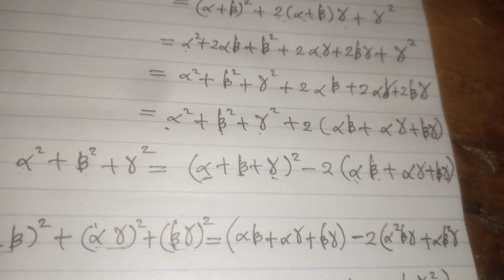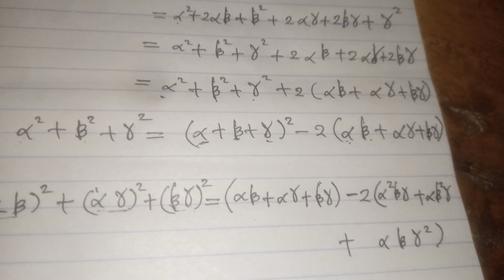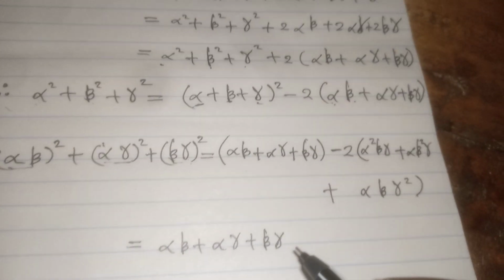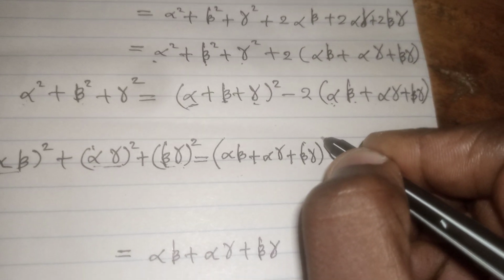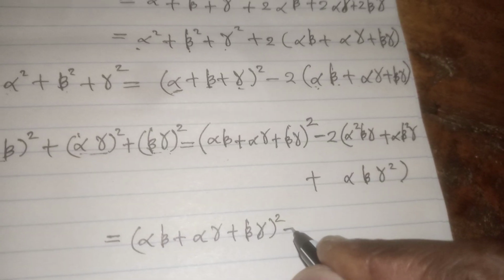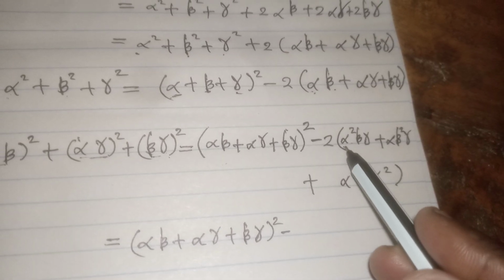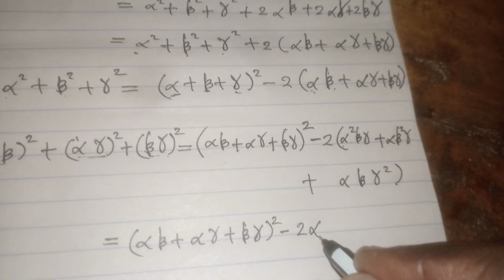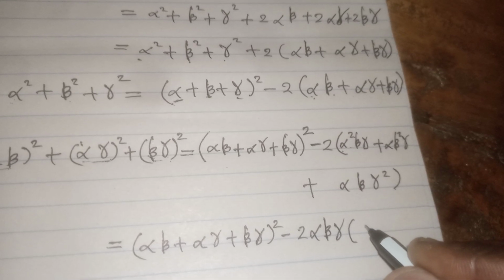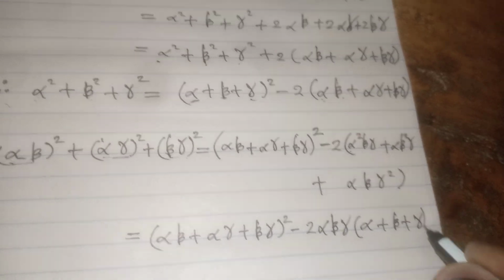Now if we write in good form, we get alpha beta plus alpha gamma plus beta gamma, all squared, minus. Now the common factor here is alpha beta gamma. Within the bracket, we remain with alpha plus beta plus gamma.